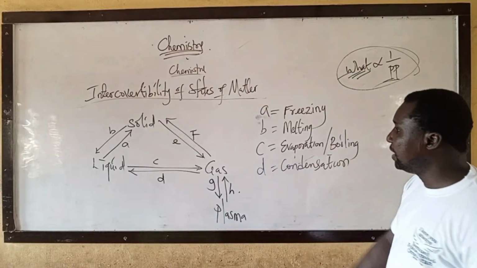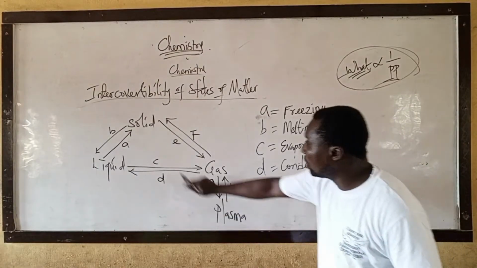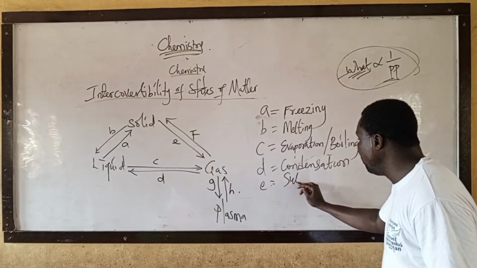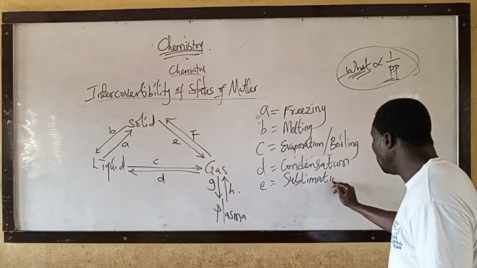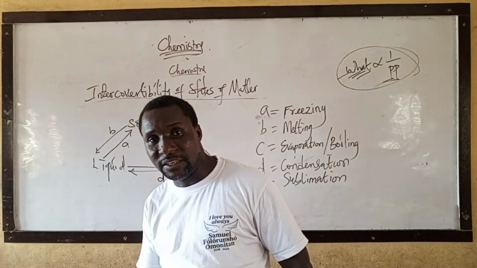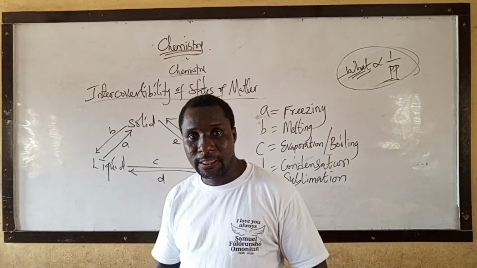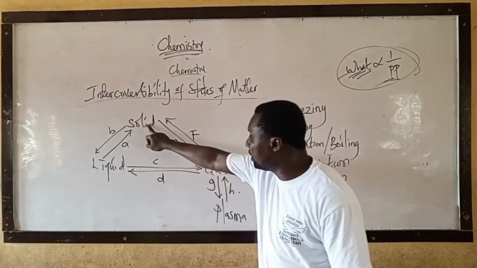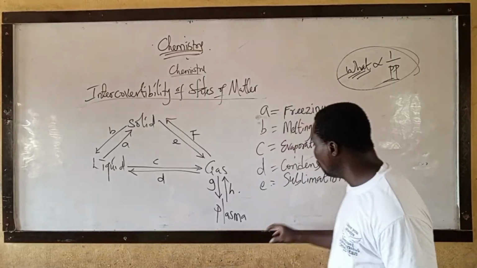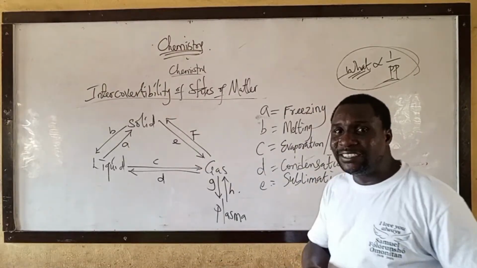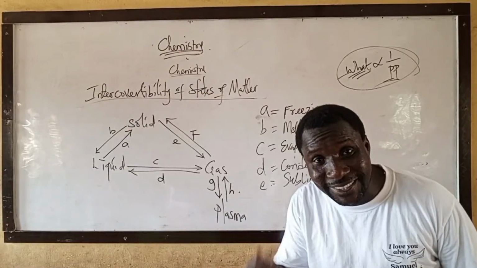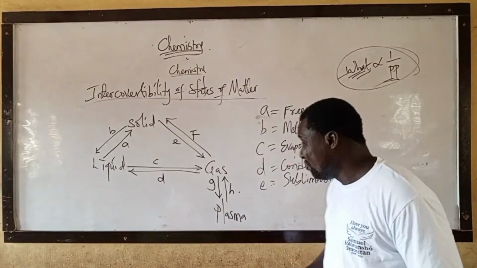Condensation. Then E is what? Solid to gas. We have sublimation. The process by which solid changes to gas without passing through the liquid state is known as sublimation. Take note. And you have to know examples of substances that can sublime. You have to know that.